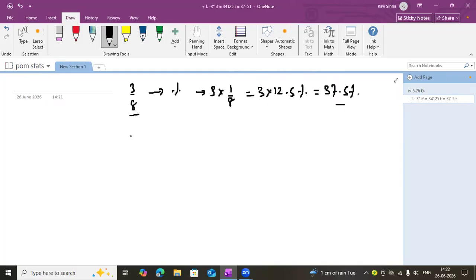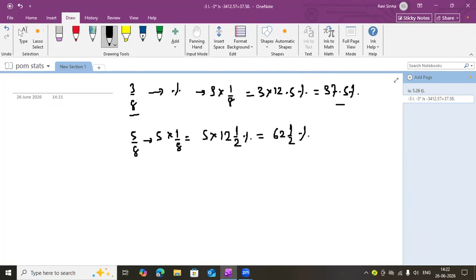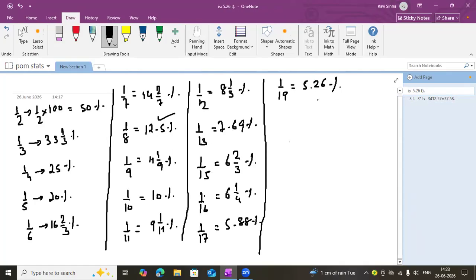Similarly, for other values like 5 by 8, how do we convert this into percent? 5 by 8 can be written as 5 into 1 by 8, which is 5 into 12 1 by 2%. This is 62 1 by 2%. So we have seen how easily fractions can be converted into percentage values by just remembering these 15, 16 values. These values are of utmost importance to remember.